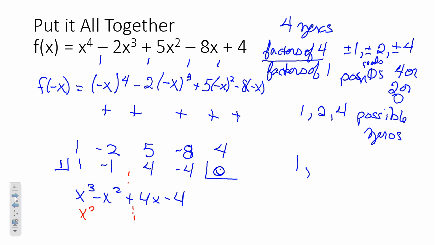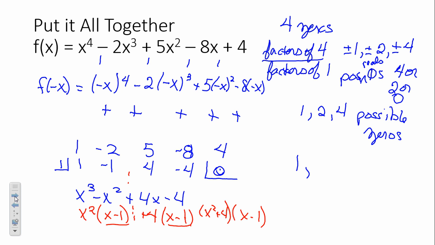X squared. So if we factor the x squared out, we have, what do these two have in common? So x minus 1. Is that a good thing? Yes, because these are the same thing, right? So we can put an x minus 1 here. And what do we have left? Good, because we pulled a positive 4 out, right? So x squared plus 4.